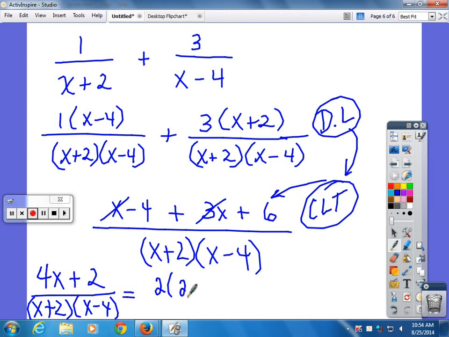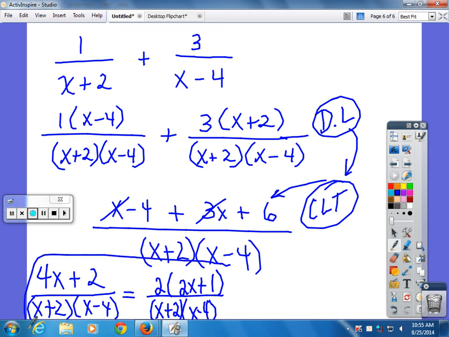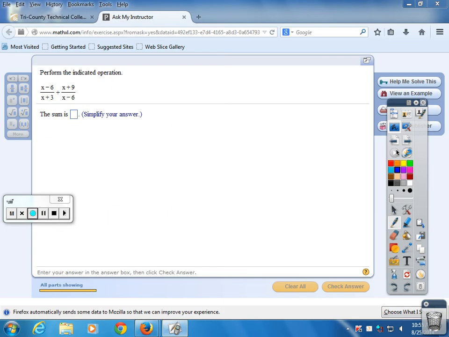That'd be 2x plus 1 over x plus 2 times x minus 4. Is that what it comes out to be? Either one of these answers is correct if I did everything correctly and did not have a brain bubble like I did a while ago. Okay, so let's go back to the problem at hand, and you do that. Now you can finish it.